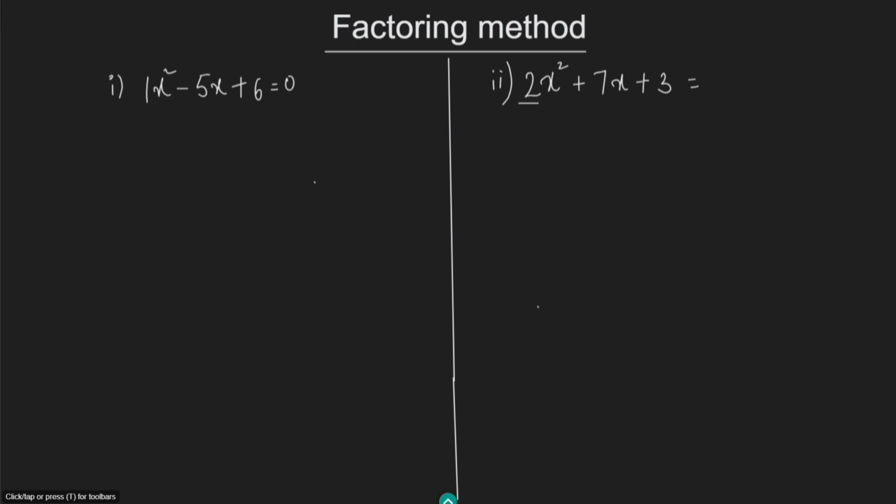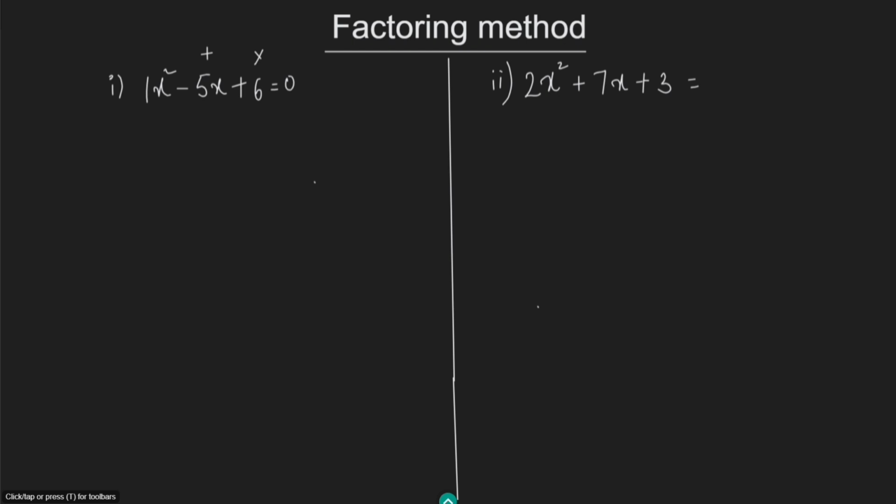So let's solve the first question, which is x square minus 5x plus 6 equal to 0. The first step is to look at the constant term here, which is 6, and the coefficient of x, which is negative 5. So now you need to choose 2 numbers such that multiplication of those 2 numbers must give you a 6 and the addition of those 2 numbers should give you a negative 5.